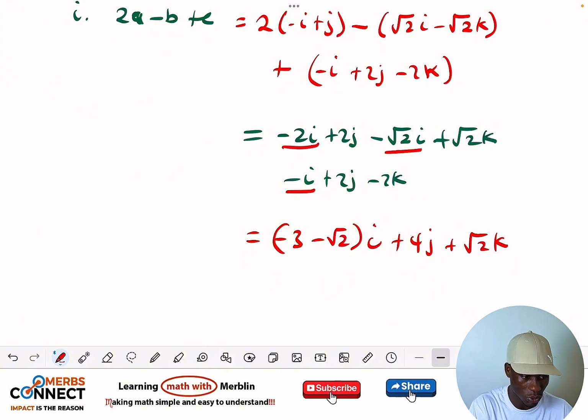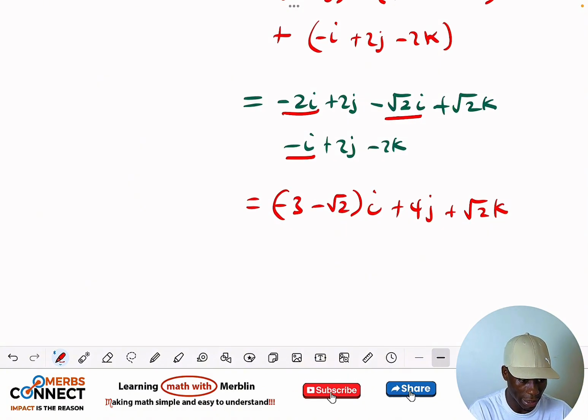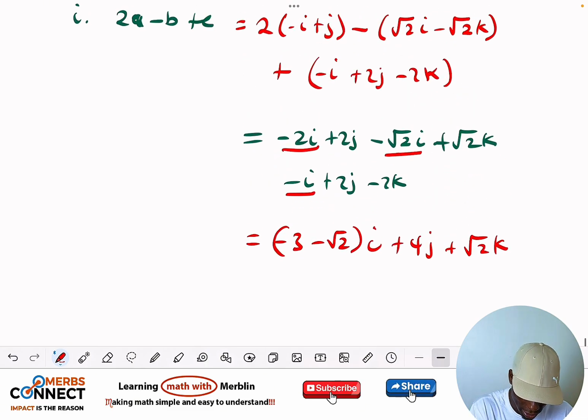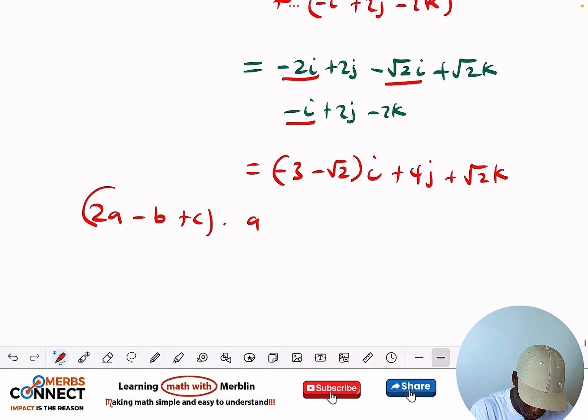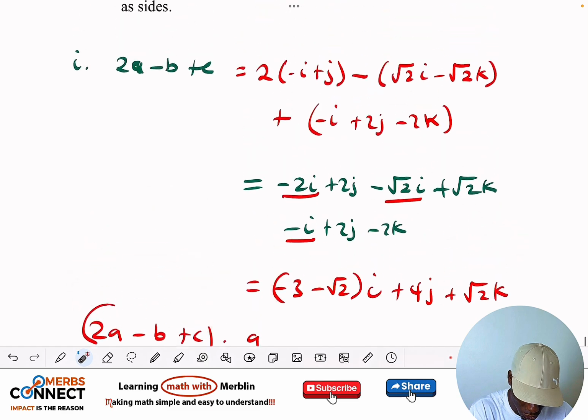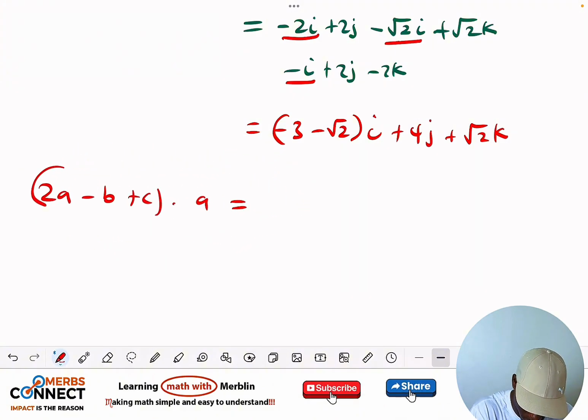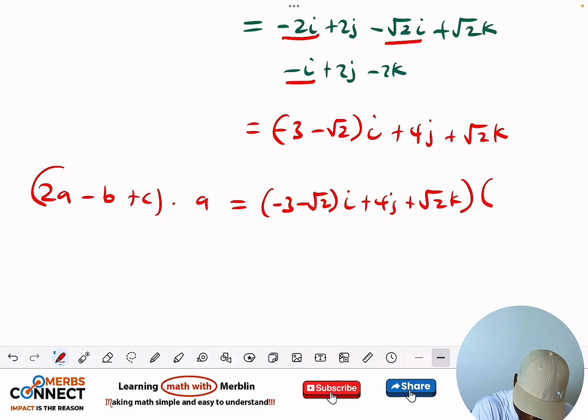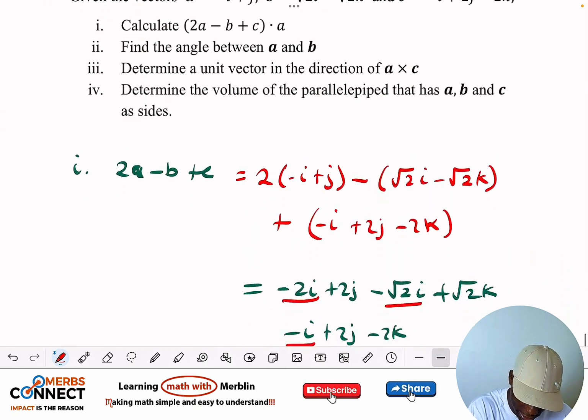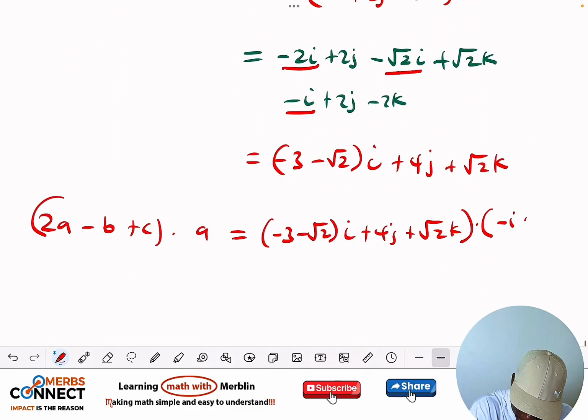So now that I have this one, now I can figure out my dot product. So let's do that. We need (2a minus b plus c) dot a. Now we have this right here. So now we can just do the dot. So this will be equal to minus 3 minus square root of 2i plus 4j plus square root of 2k dot a, which is minus i plus j.